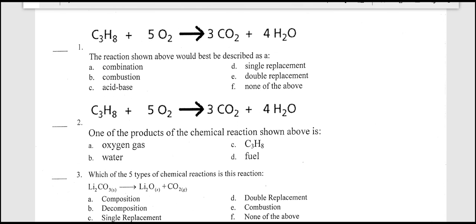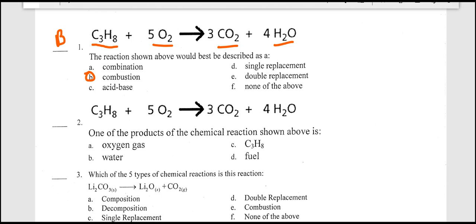This first problem is asking: the reaction shown is best described as A. Now you know you have a combustion reaction when you have some hydrocarbon fuel reacting with oxygen to make carbon dioxide and water. You're going to see this reaction quite a few times through the test. So this is a B. This is called a combustion reaction. Again, you're looking for the two products here, carbon dioxide and water, and oxygen is one of the reactants.